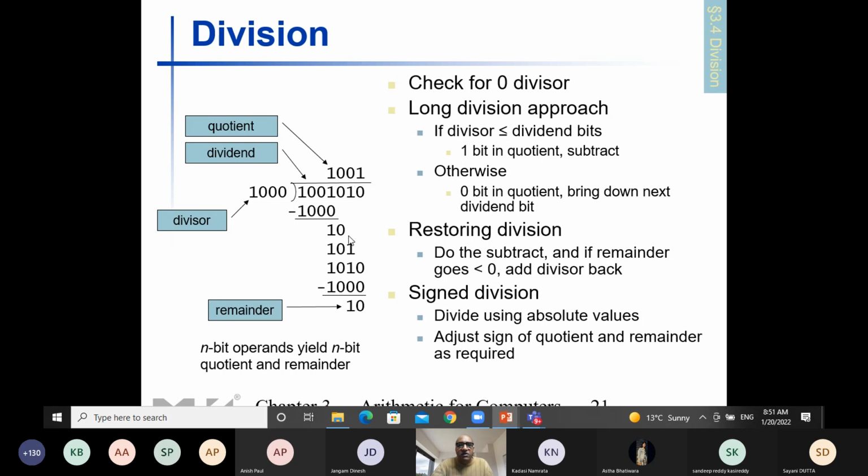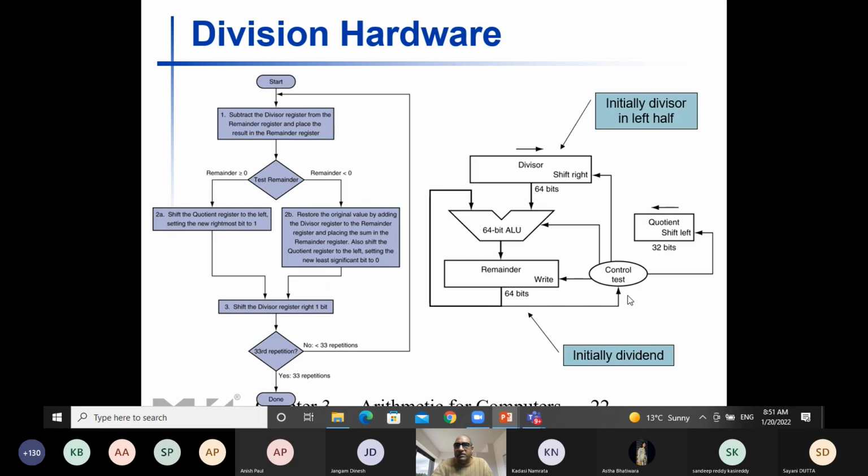And by that time, the divisor also reached the end. So there are no more revisions required. There are no more shifts required. And whatever the final content of the remainder, that will be your remainder, and the coefficient will be updated as per this. So that way, this particular circuitry will perform the division in a conventional way.